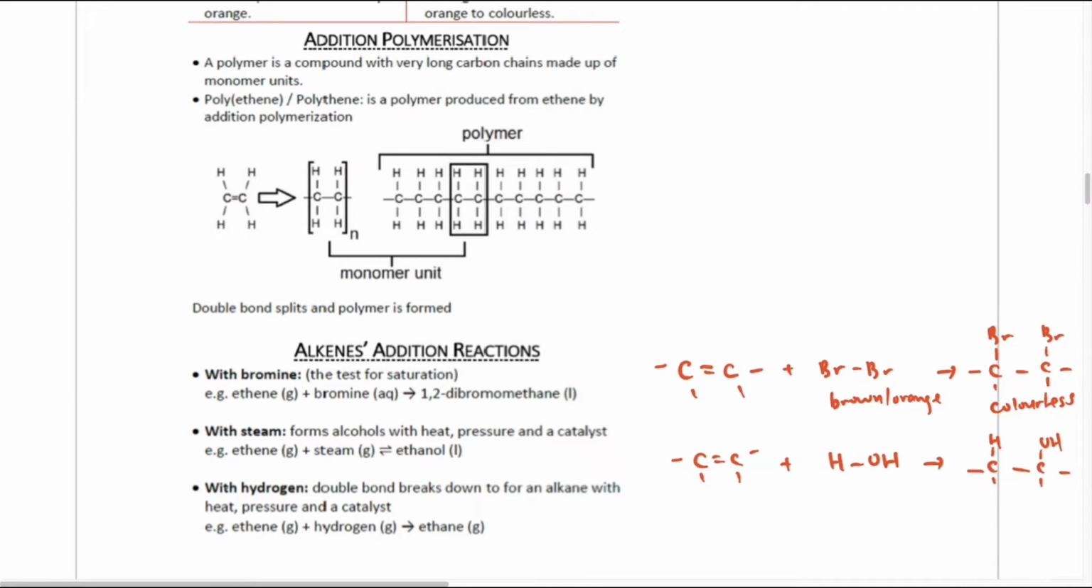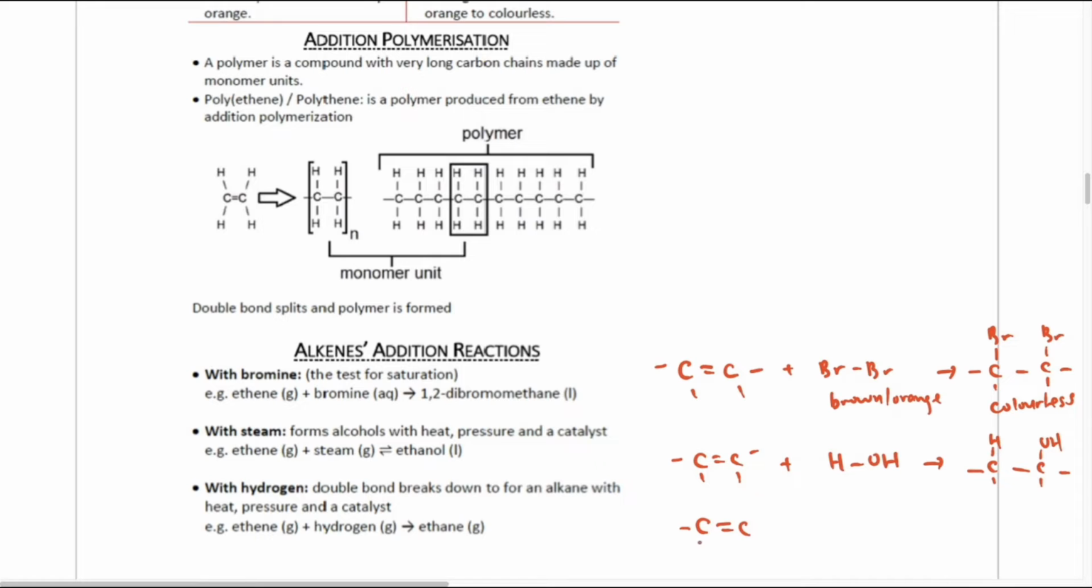Now with hydrogen, the double bond breaks down to form an alkane, with heat, pressure, and catalyst. Again, no need to remember the temperature, like 180 degrees Celsius. Pressure, no need to remember what value. Catalyst, nickel, no need to remember. So just write catalyst only.